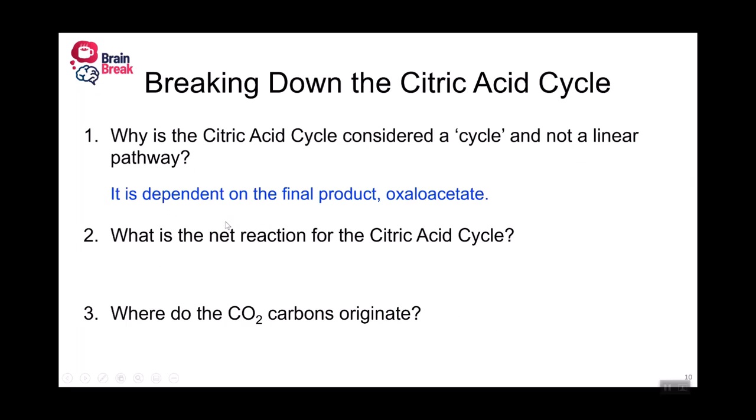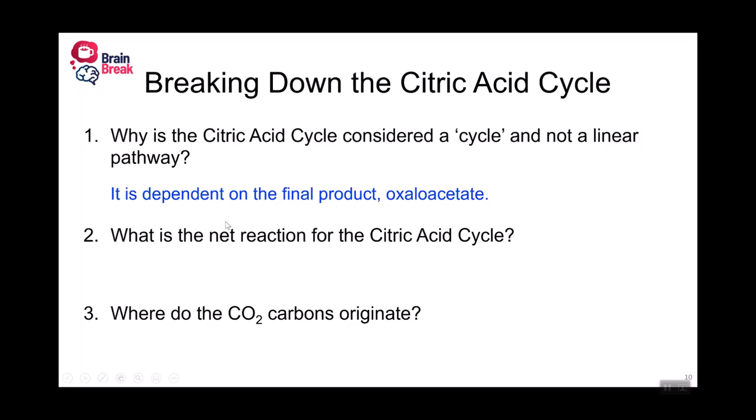All right, so why is the citric acid cycle considered a cycle? It's because it's dependent on the final product, oxaloacetate. Let's look at the next question. What is the net reaction for the citric acid cycle? So just building on question 1, since oxaloacetate is used as a substrate, but it's also produced in the last reaction, it's actually not going to be included in the net reaction.